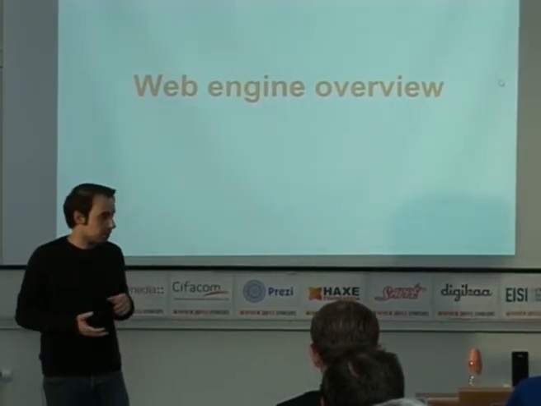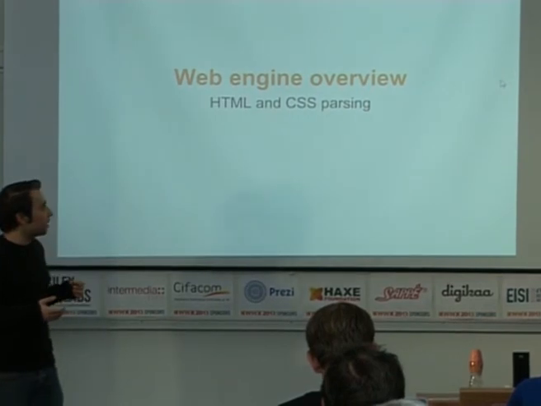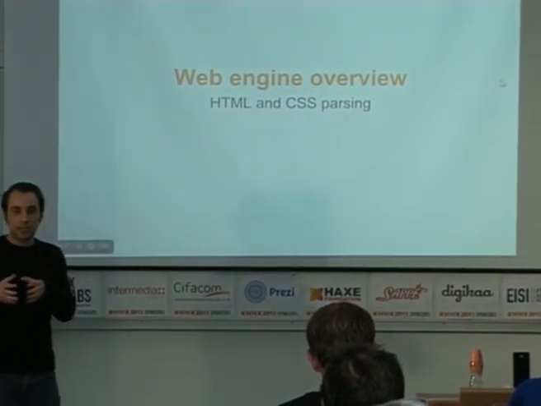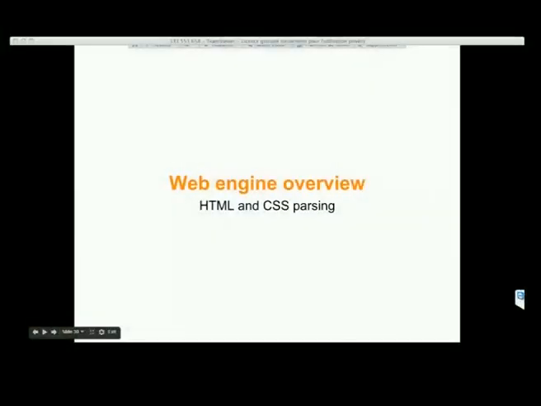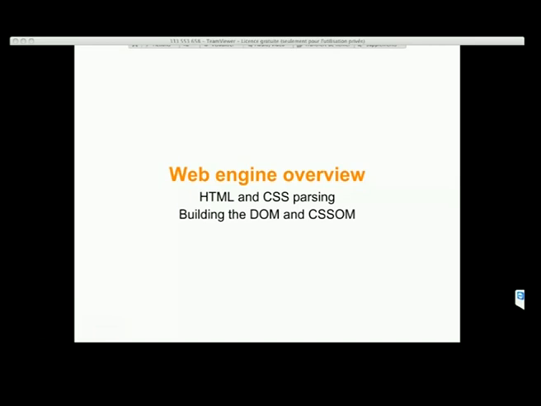Same kind of high-level task. First thing they do is load and parse HTML and CSS files. You always have one HTML file, then you can have as many CSS files as you want. And once they're parsed, they build two major data structures with it, which are the DOM and the CSS OM. The DOM is well known.